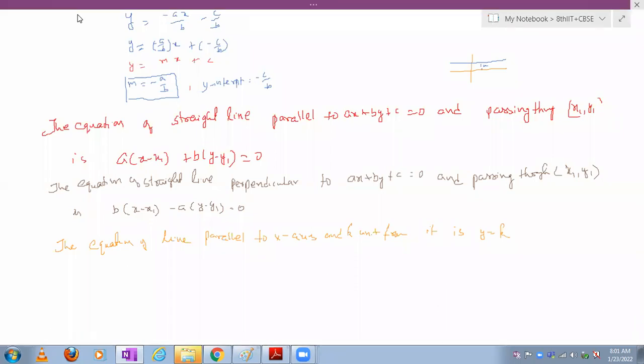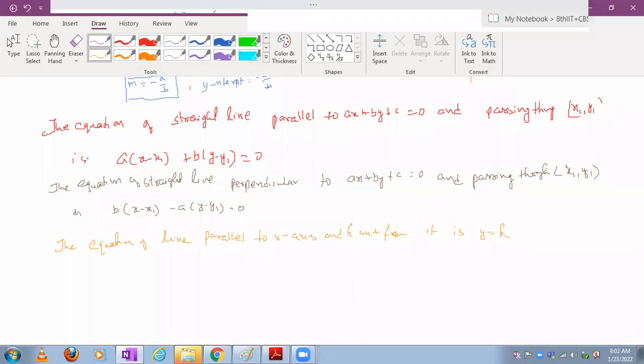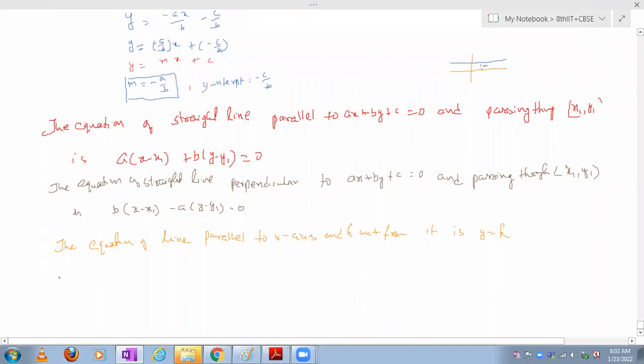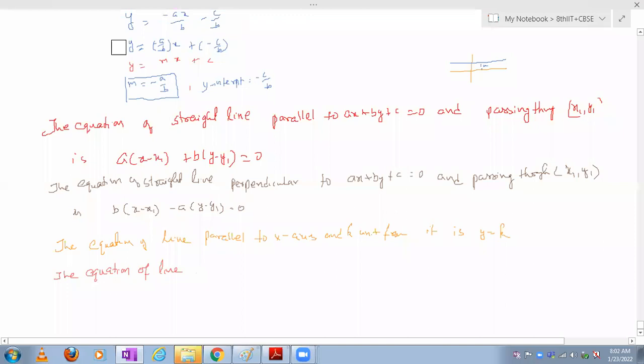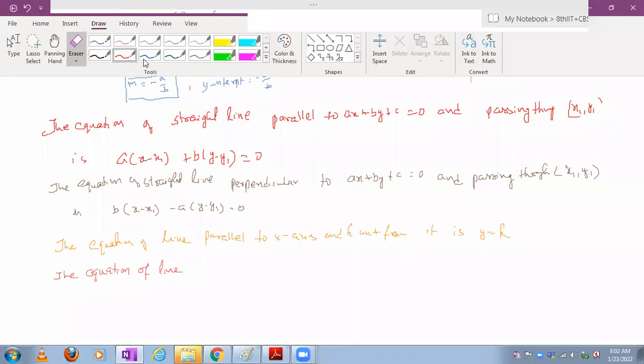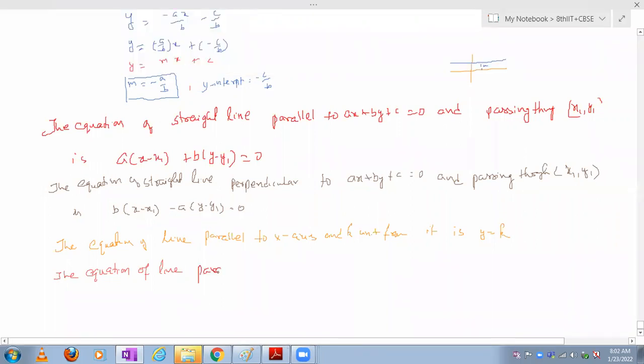Next, another point is there here. The equation of line parallel to y-axis, not perpendicular, parallel to y-axis.